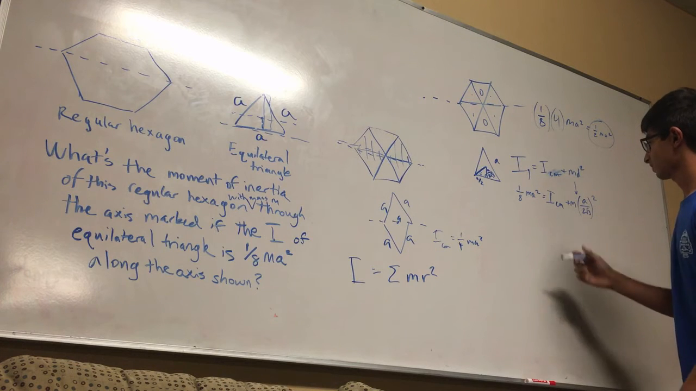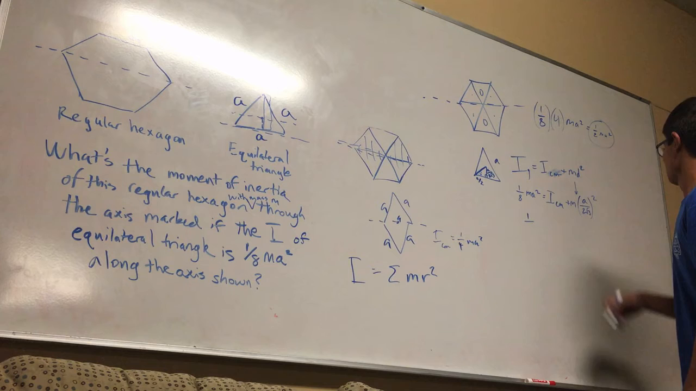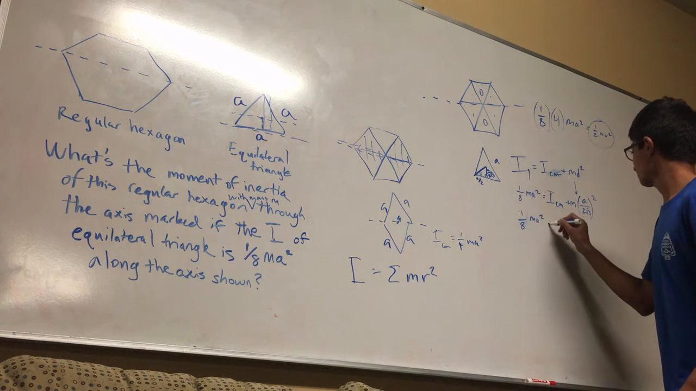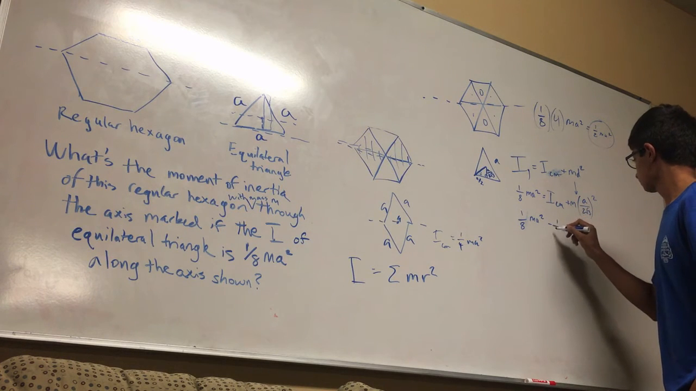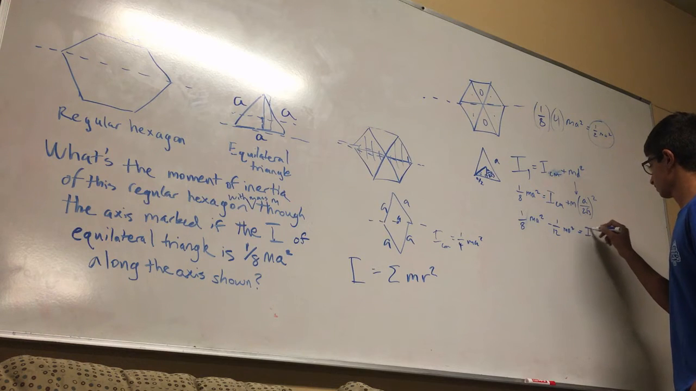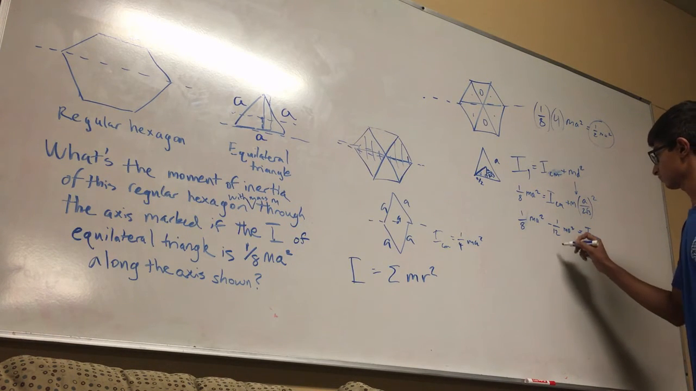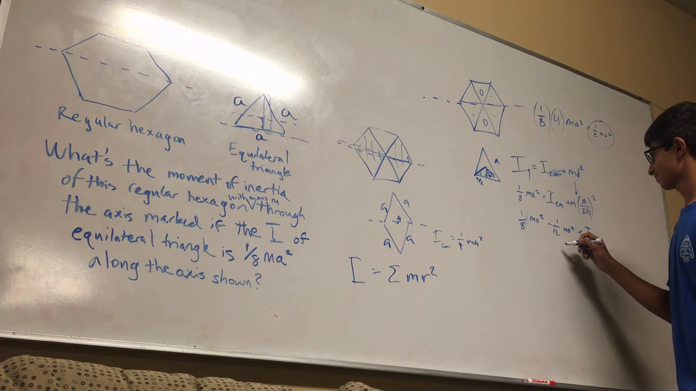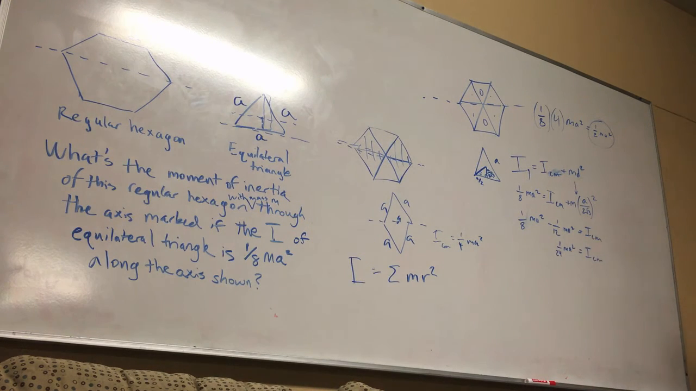Bring everything to the same side. 1 over 8 ma squared minus 1 over 12 ma squared equals I center of mass. I center of mass equals 12 over 96, 4 over 96, 1 over 24, yeah. 1 over 24 ma squared sounds good. Wait.